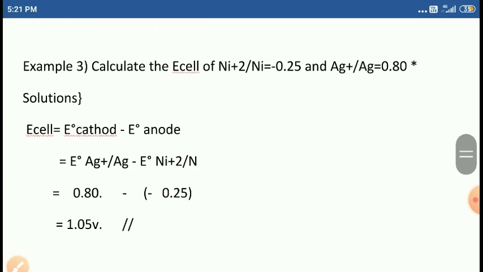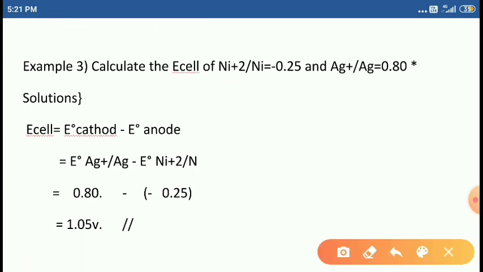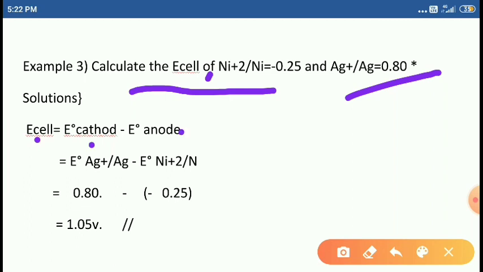Next example: calculate the E cell, where the nickel ion is 0.25 and the silver ion is 0.80. E cell is equal to E naught of cathode minus E naught of anode. Silver acts as the cathode and nickel acts as the anode. So 0.80 minus 0.25, and we get the answer 1.05 volt. Right students?